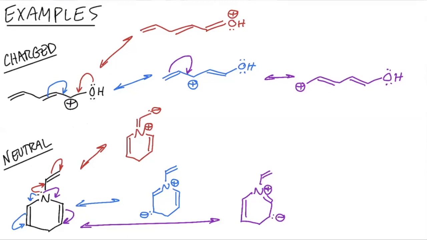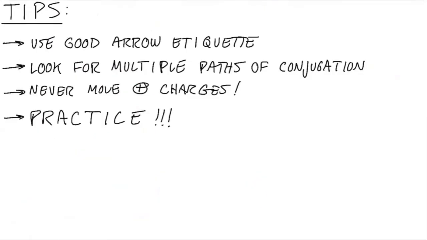But now it's time for you to go out and start working on it on your own. And for that, I have a few last minute tips and reminders. Be sure to use your good arrow etiquette and draw neatly. Your professors will thank you for it. Look for multiple paths of conjugation, like we did in the examples earlier, whether that is taking resonance forms and seeing how they might resonate further, or if it's going back to your original molecule and looking for motifs that move in different directions. Never, ever, ever move a positive charge.